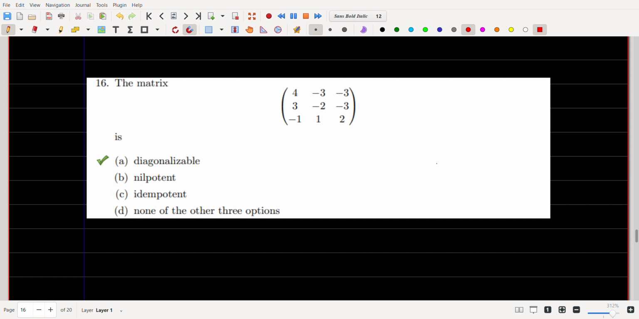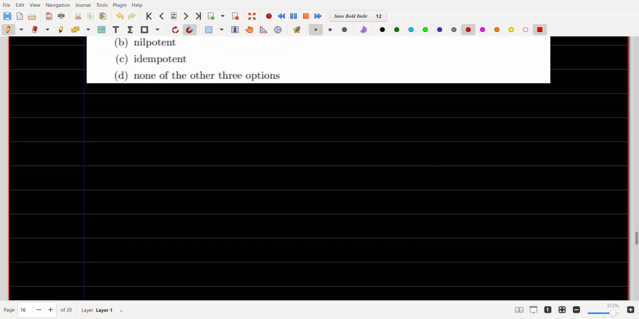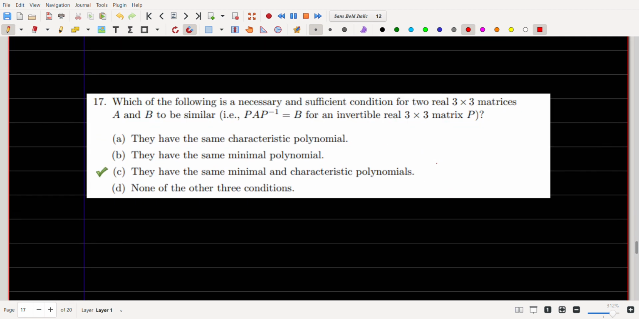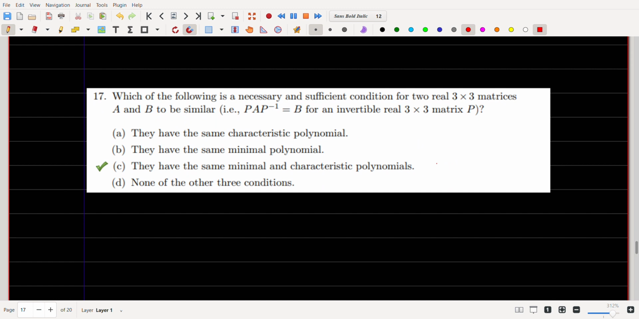Okay, problem number 16, this is the easy problem. I don't want to explain it, you can just easily diagonalize this and then conclude the answer. Okay, this is a simple one. Go to the next one.